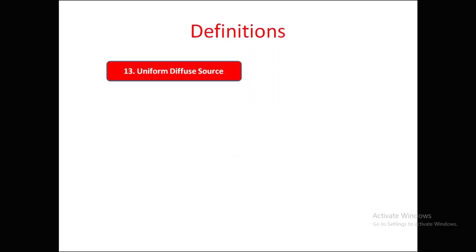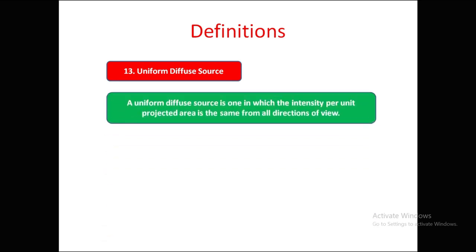The next definition is a uniform diffuse source. A uniform diffuse source is one in which the intensity per unit projected area is the same from all directions of view.